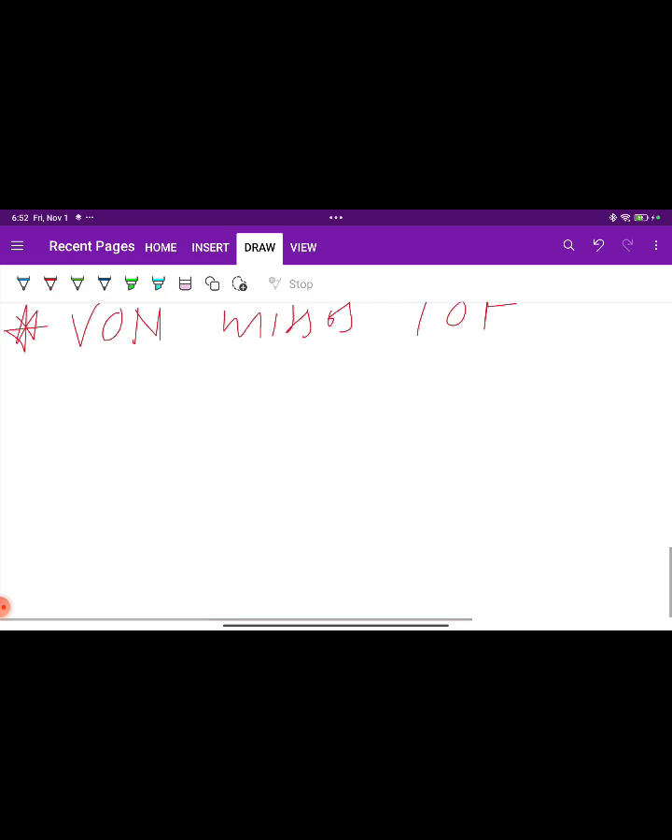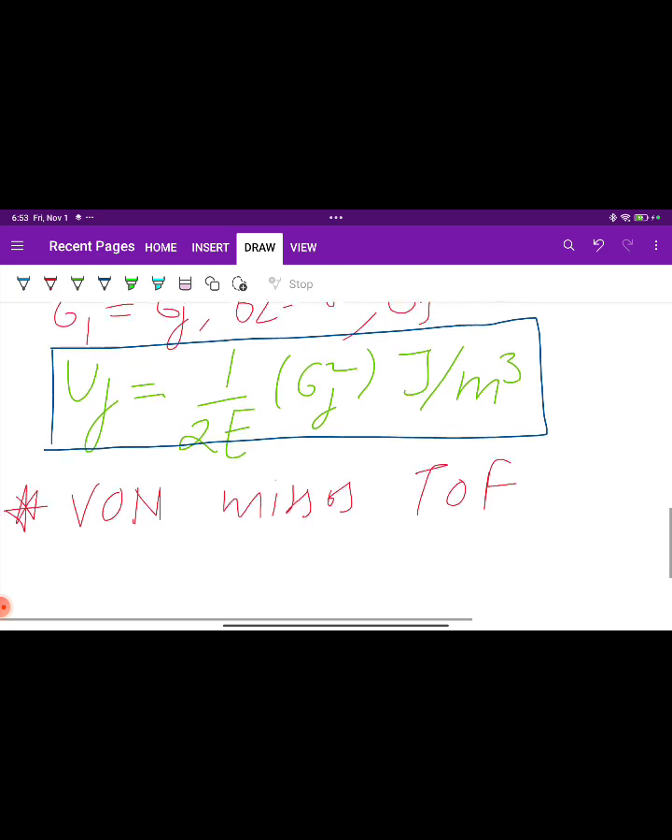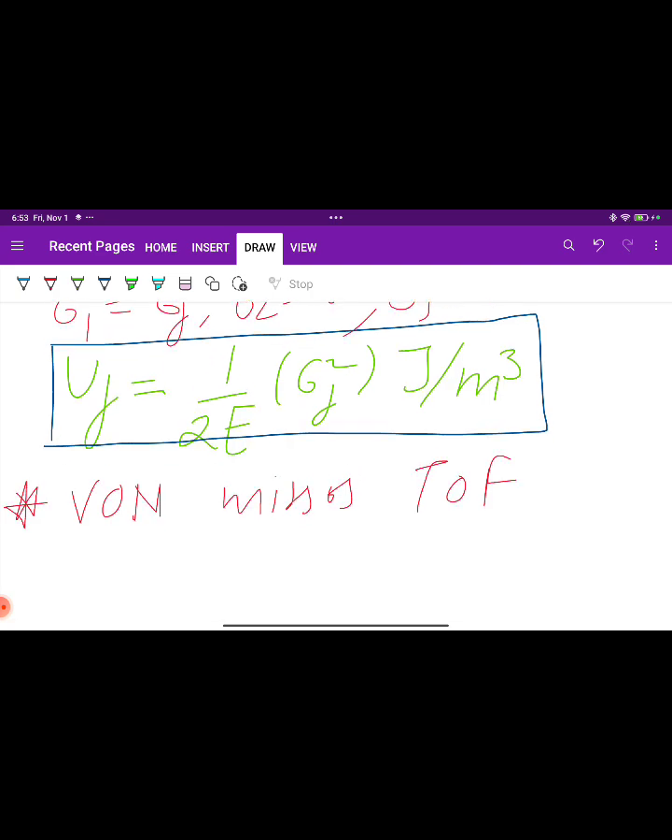Von Mises theory of failure, or distortion energy theory of failure, and the basic condition for this. But before going to this theory, I forgot to mention one thing for the highest energy theory. Let's understand that also.